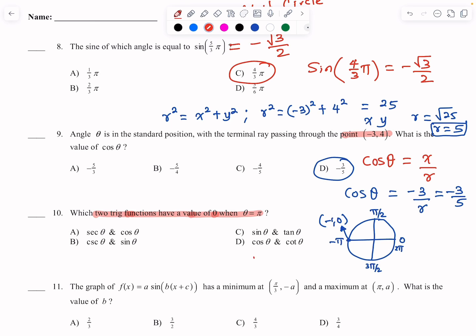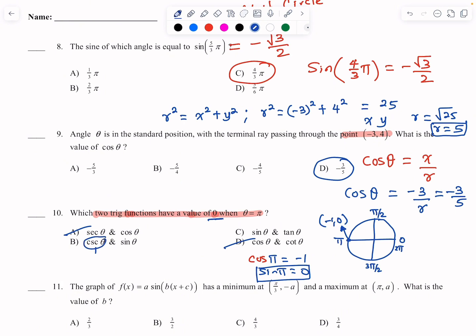The first one means that my cosine of pi will give me negative 1. And then my sine of pi will give me 0. So they are asking me for the one that's going to give me that 0, which is sine. So it will be the sine of pi that will give me 0. So it's not A, and then it's not D.